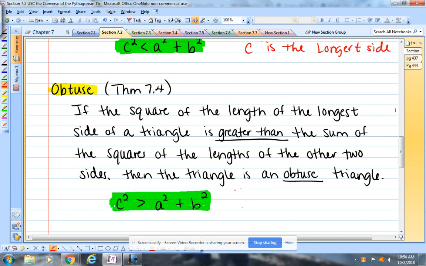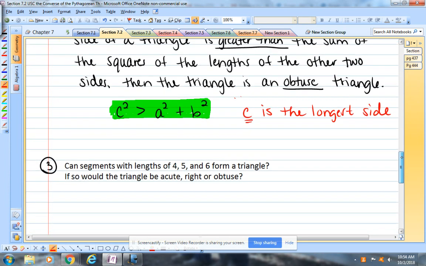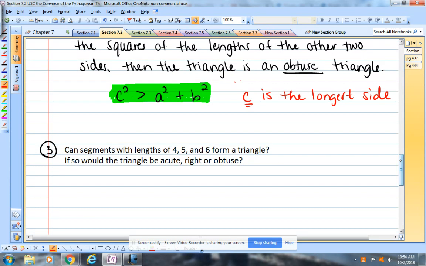I'm writing it for both of them. C is the longest side. So if c squared equals a squared plus b squared, then it's a right triangle. If c squared is less than a squared plus b squared, it's an acute triangle. If c squared is greater than a squared plus b squared, it's an obtuse triangle. All right. They might not even form a triangle at all.